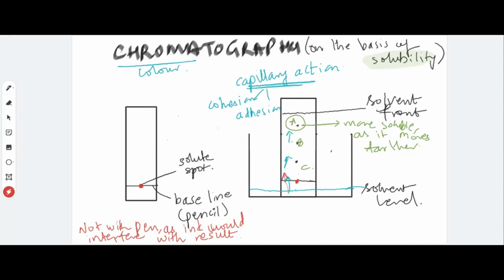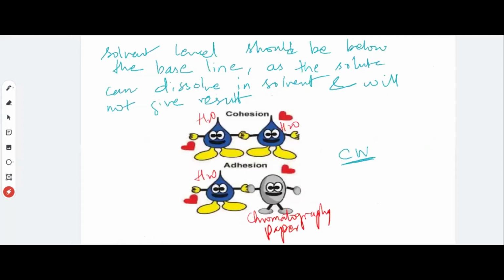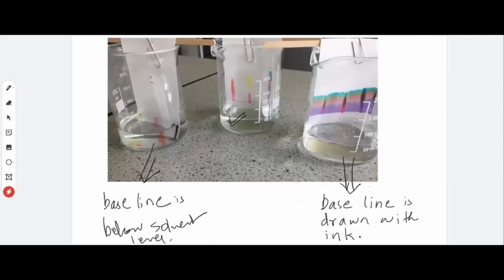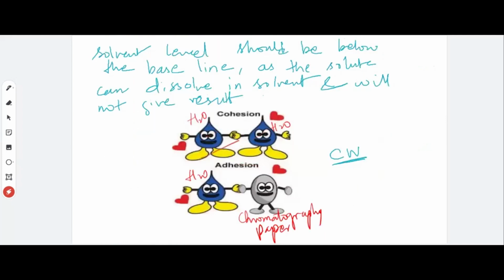Now look over here. As the solvent goes up, this solute would also go up, and it would break down into different solute spots. The water would reach till here, and this would be known as the solvent front, where the water has reached. Then you take the paper out and dry it. And then what do you do in order to identify these solutes? You calculate the Rf value. You don't have to do this cohesion and adhesion thing, don't worry about that.